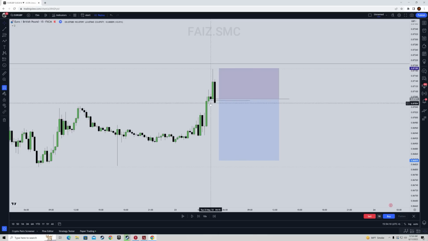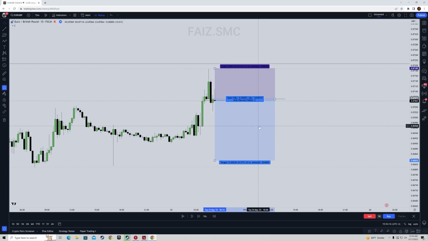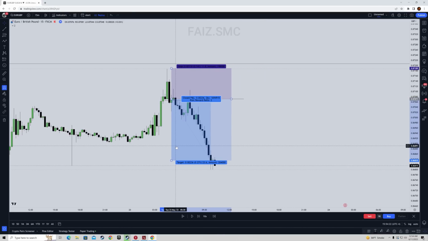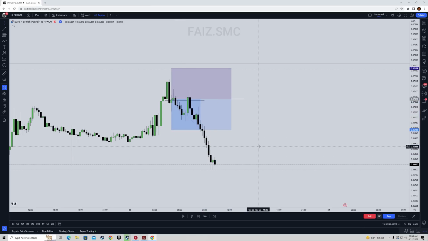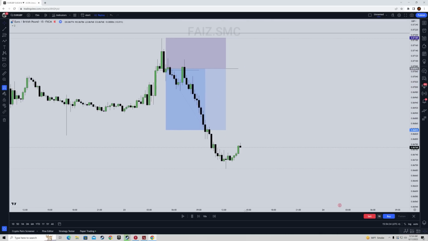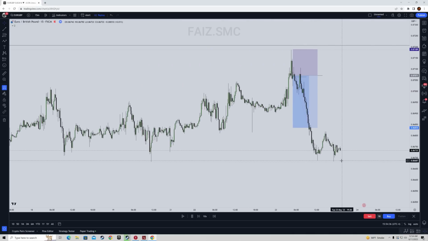Also, look at the timing. The market structure shift happened during the kill zones, so that is a plus point. And if I play this through, you can see we got our entry, and just like that, we go back down. At this point, I would go break even. So around here, I would go break even, but then as you can see, the take profit was hit. And if I play this through, you can see that we dropped way lower.